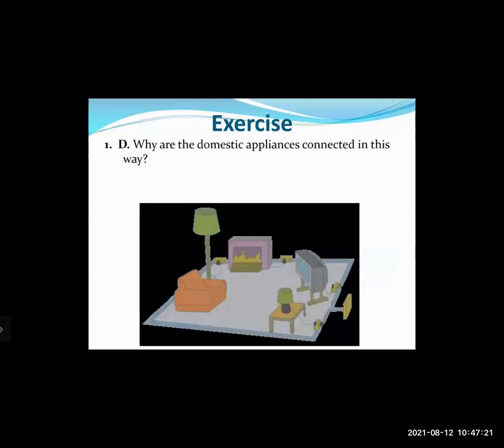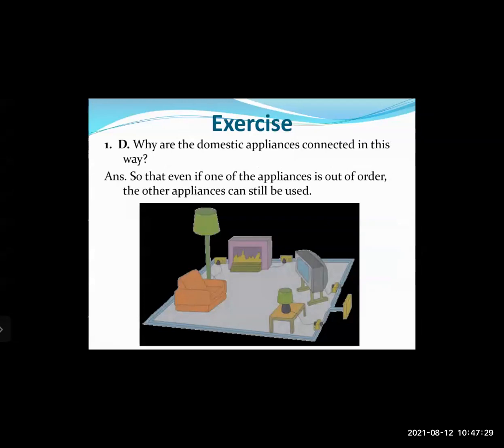Then question 1D. Why are domestic appliances connected in this way? Domestic appliances are connected in this way so that even if one of the appliances is out of order, the other appliances can still be used. Because in a parallel combination, each electrical device or appliance will get its own supply. So even if one of the devices is not working, the other devices will get their own individual wire through which the current can be supplied to those appliances.